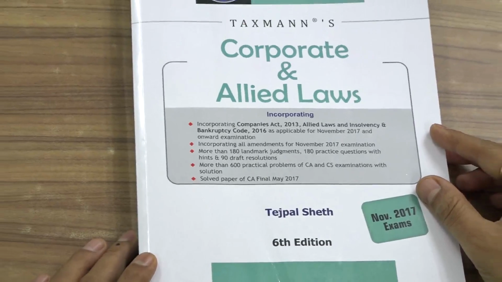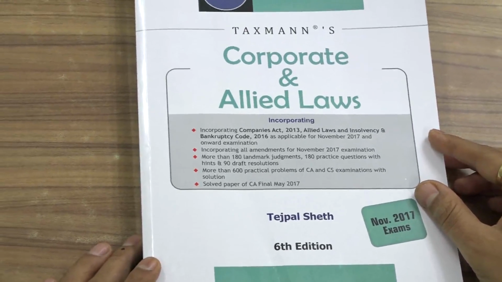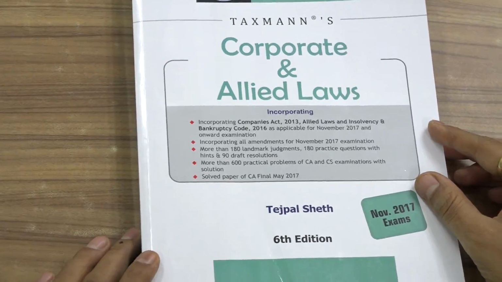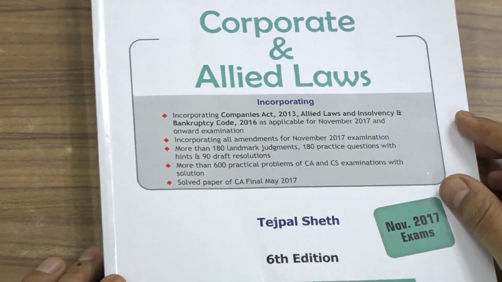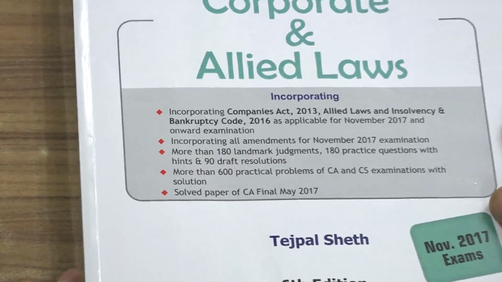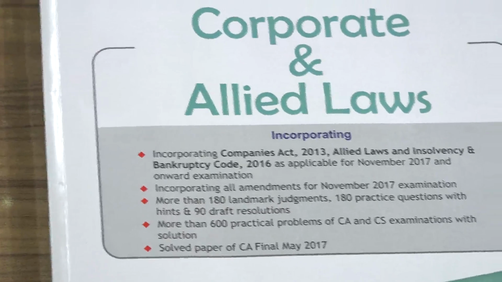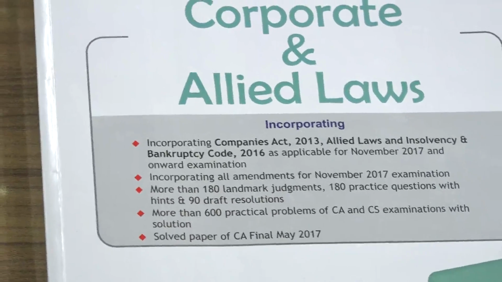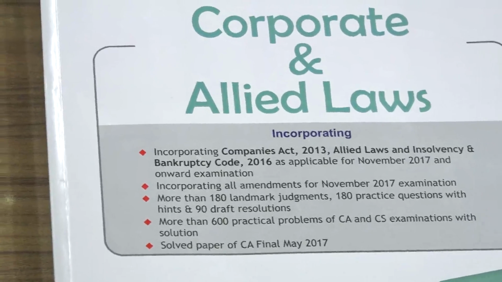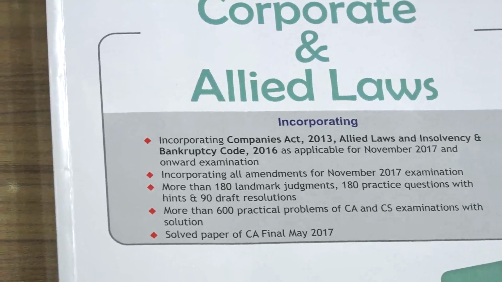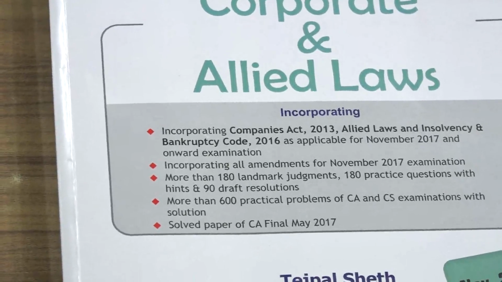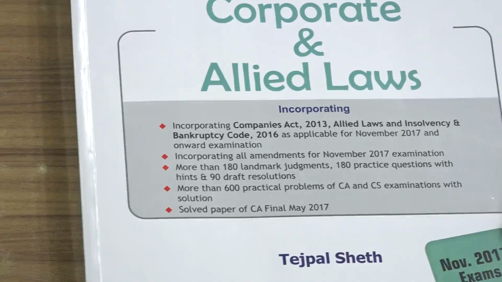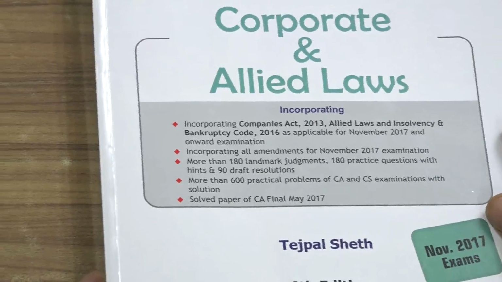As the cover page indicates, the book consists of the Companies Act 2013, Allied Laws, and the Insolvency and Bankruptcy Code 2016, which has been made applicable by the ICAI for the November 2017 examination and onward for 10 marks.